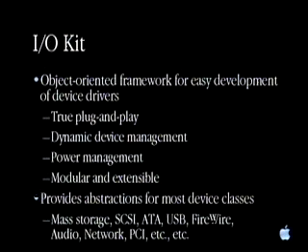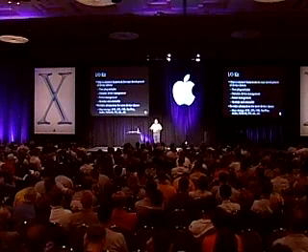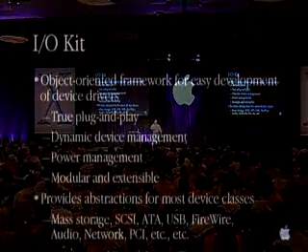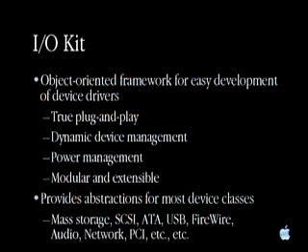In addition to that basic capability, of course, IOKit does support and provide the abstractions for all the common classes of devices that exist in the system, things like SCSI and ATA and USB and stuff like that. And those are all done through another aspect of the framework called families, and we'll talk about that in a minute as well.